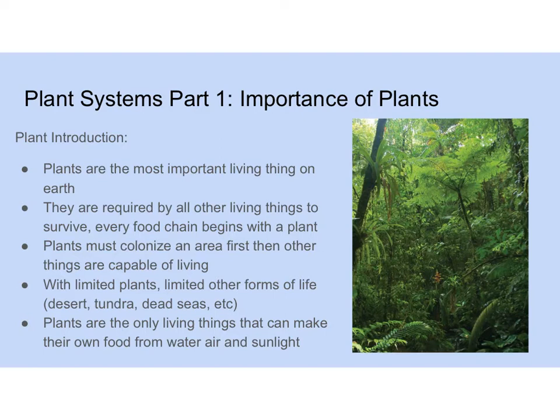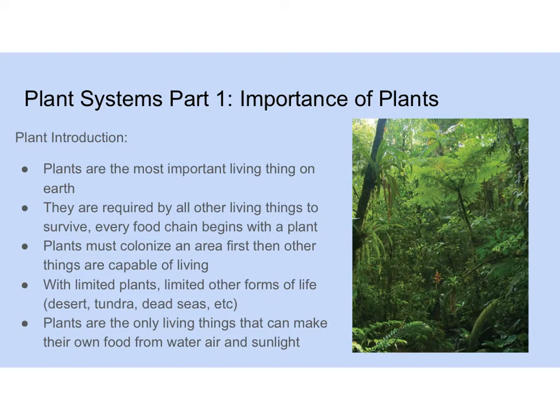So areas that have a limited number of plants, like the desert, which does have some plants, and that's why it has some animal life, although it's very, very limited. The other area that has a very limited amount of plants is the tundra. And the tundra, having a very limited number of plants, also has very limited animal life because animals require plants.